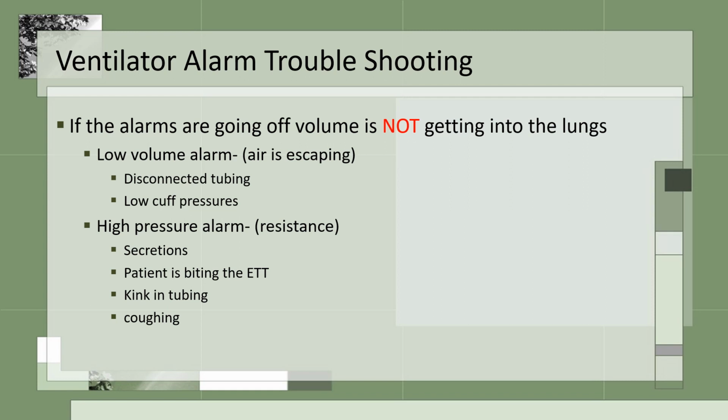The second is the high pressure alarm. This means resistance. So this could be secretions. If there are secretions in the way of the airflow, the air will not get into the patient's lungs, and it will cause a high pressure alarm. If the patient is biting the ET tube, the machine will not be able to get the air into the patient, and it will set off the high pressure alarm. Also, if there is a kink in the tubing, or if your patient is coughing, coughing actually increases the pressure in the lungs, and this will also cause a high pressure alarm.